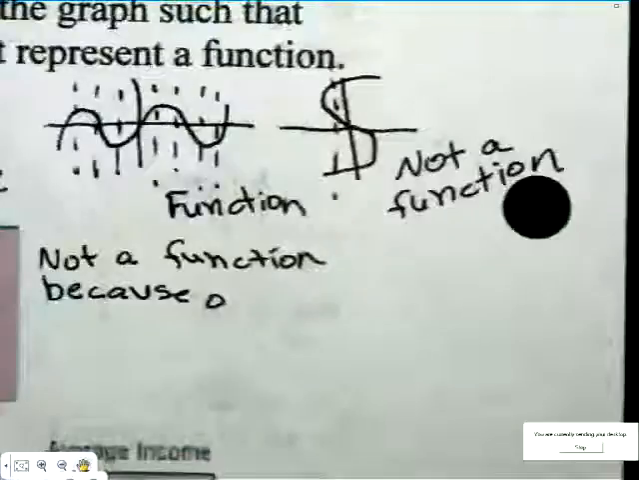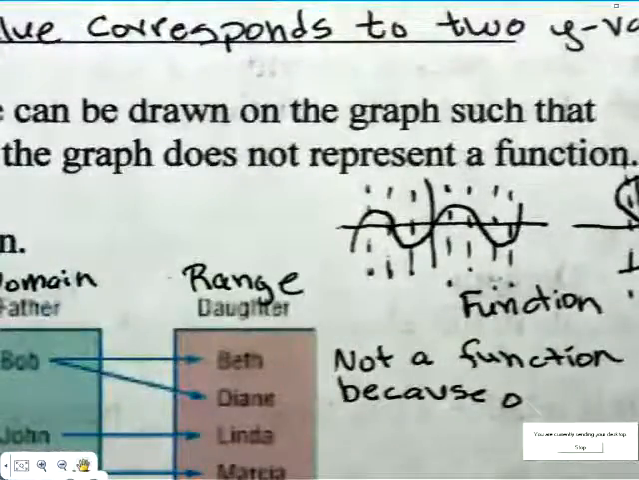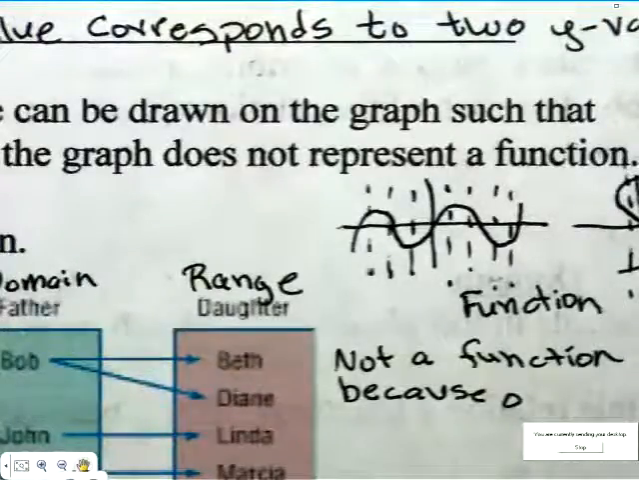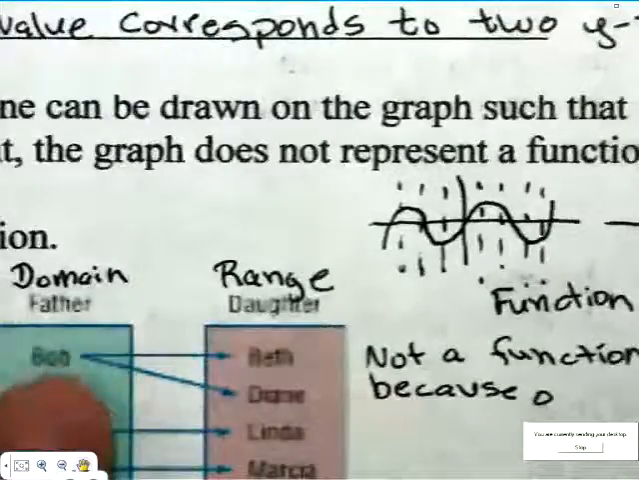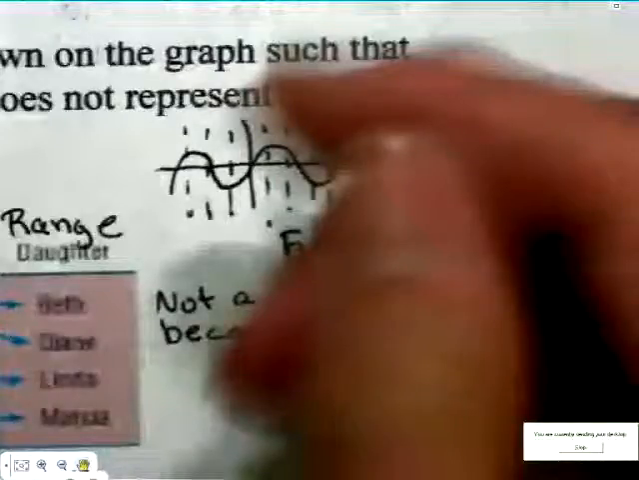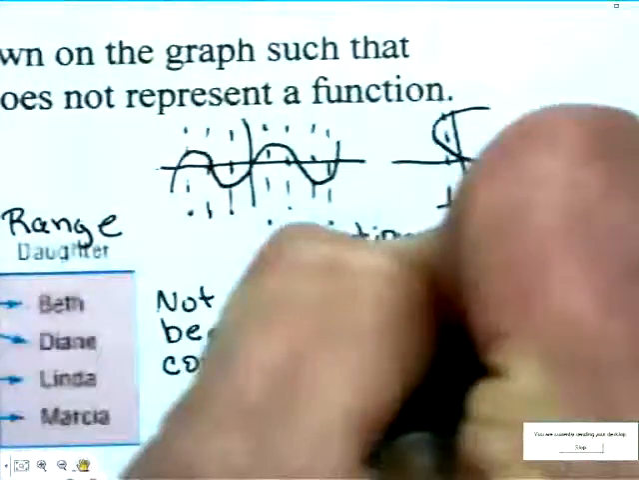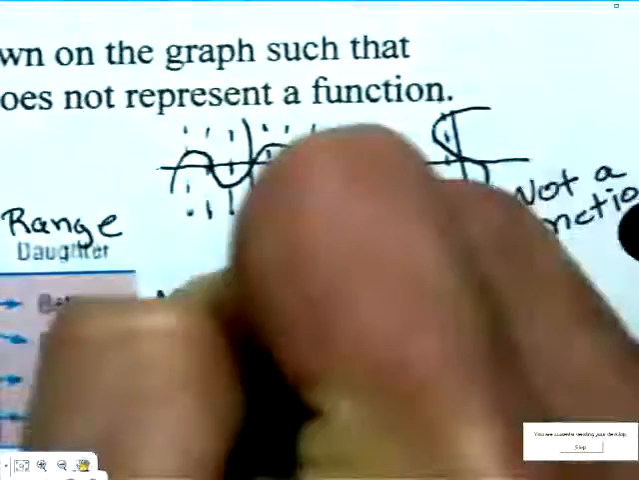They're all relations. I mean, a relation really has no restrictions. Anything that you can write as an ordered pair or draw lines between 2 different sets, it's a relation. But specifically, this relation is not a function because one element in the domain goes to 2 different elements in the range, or one father corresponds to 2 daughters.